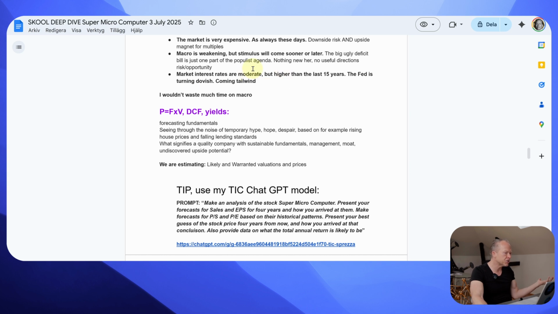And we have market interest rates. They are moderate. Sure, they are higher than the last 15 years, but they are moderate from a long-term perspective. And the Fed is turning dovish. So I think this is also a tailwind. So we have tailwind from both the macro and the TA.